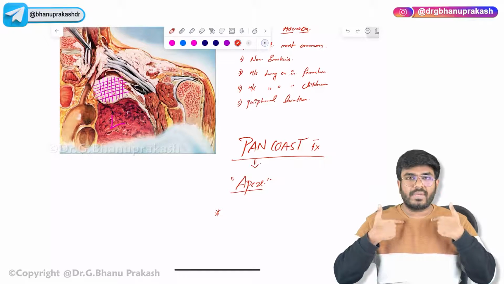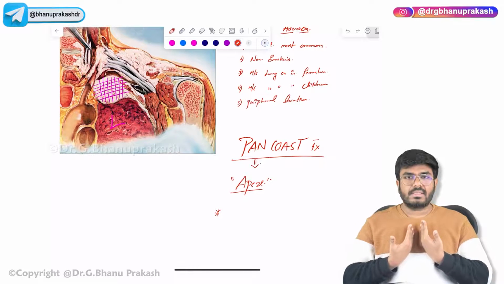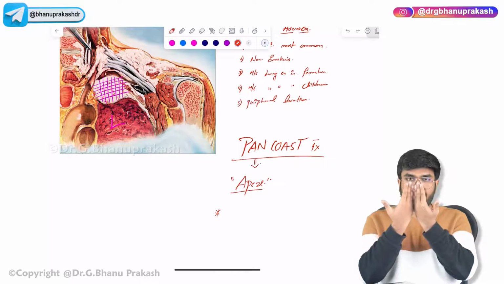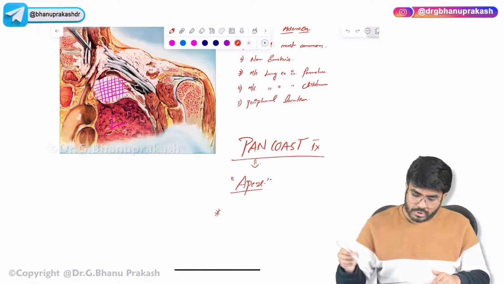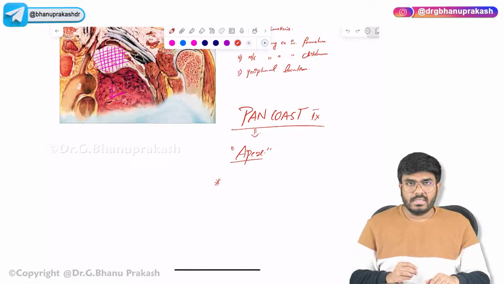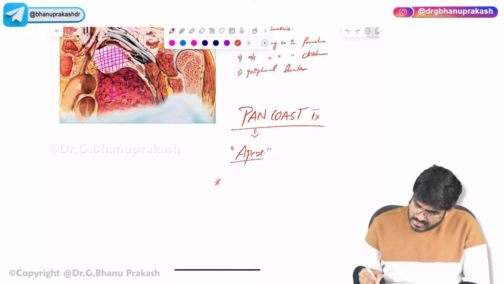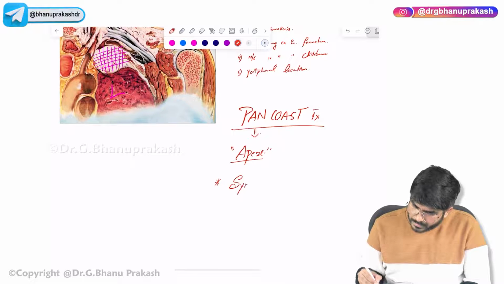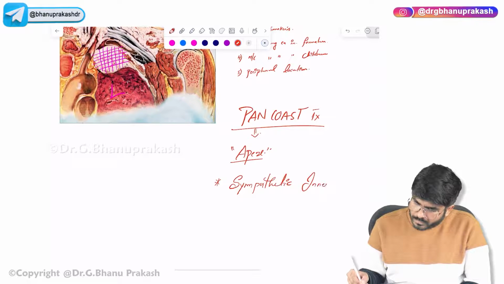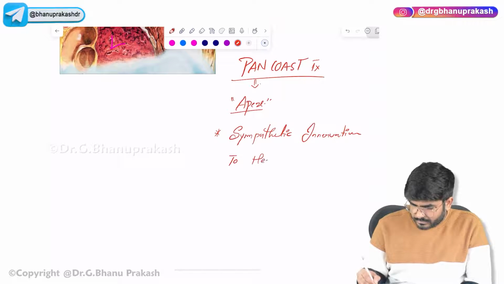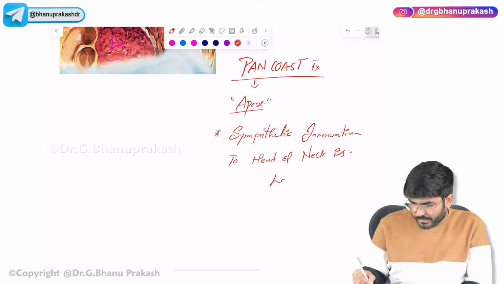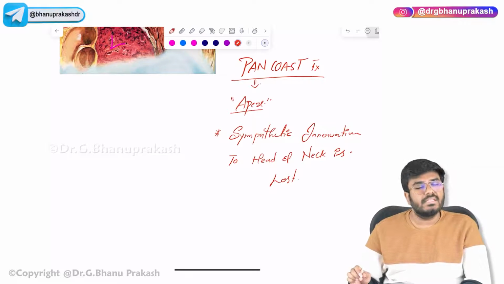Now here is a tumor. In the apex of the lung there is a tumor. See, these nerves, when they are ascending up, sympathetic nerves, they will be compressed and damaged. So because of this Pancoast tumor, what happens? The sympathetic innervation to head and neck is lost, sir.